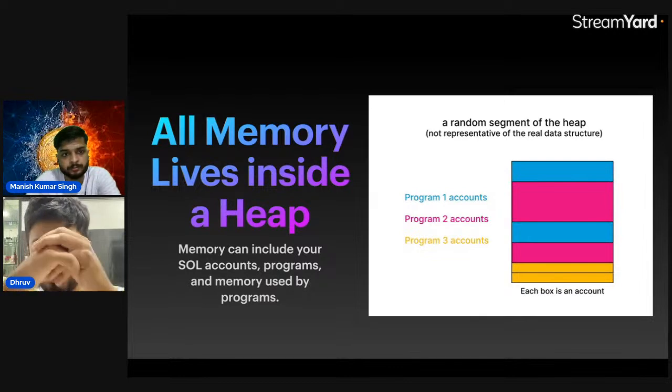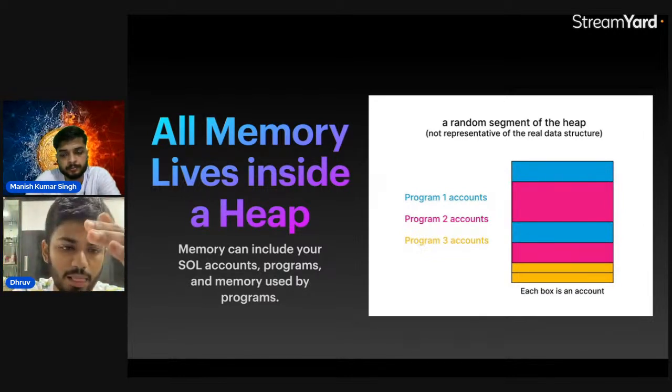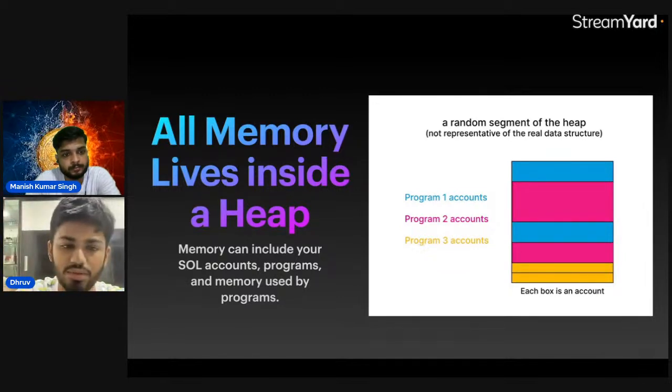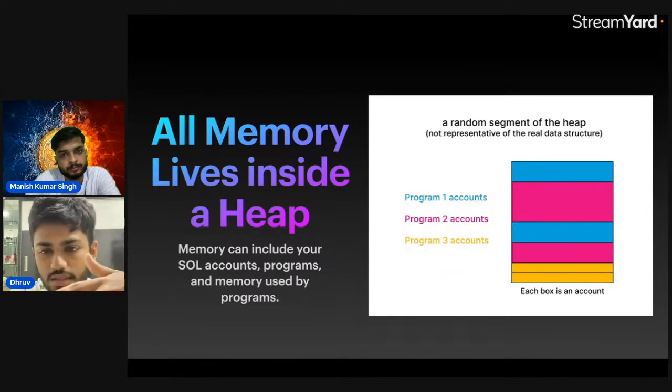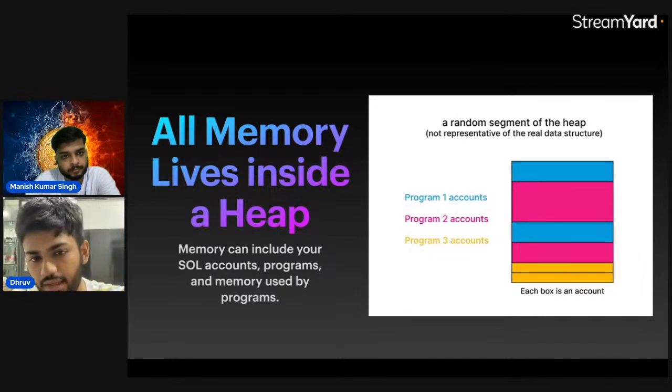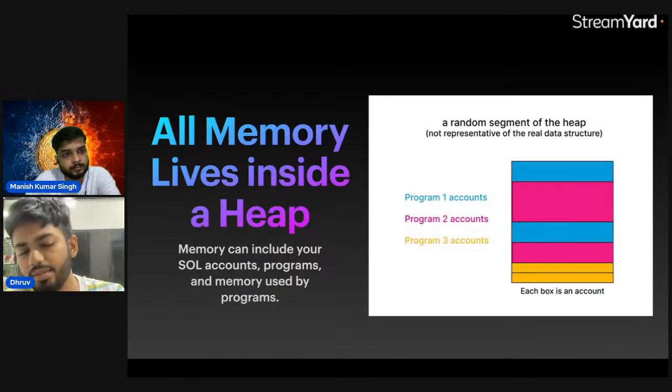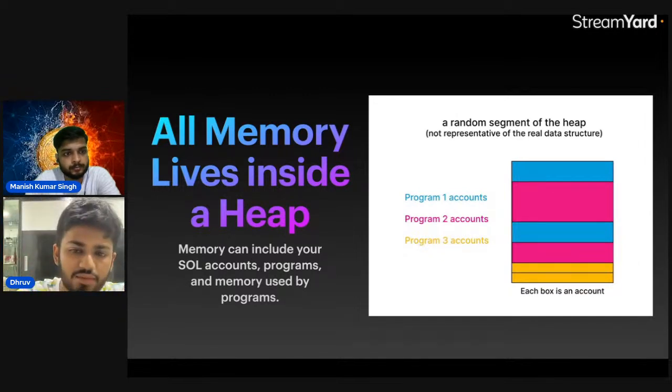There's a global heap, and all your memory, that means your Solana accounts, your SPL token programs, everything is stored in the heap. If you see the image, you can see that there's a heap, and there are programs on top of each other. Each program is identified by its program ID. This is a global heap, and this is what makes Solana fast, right?